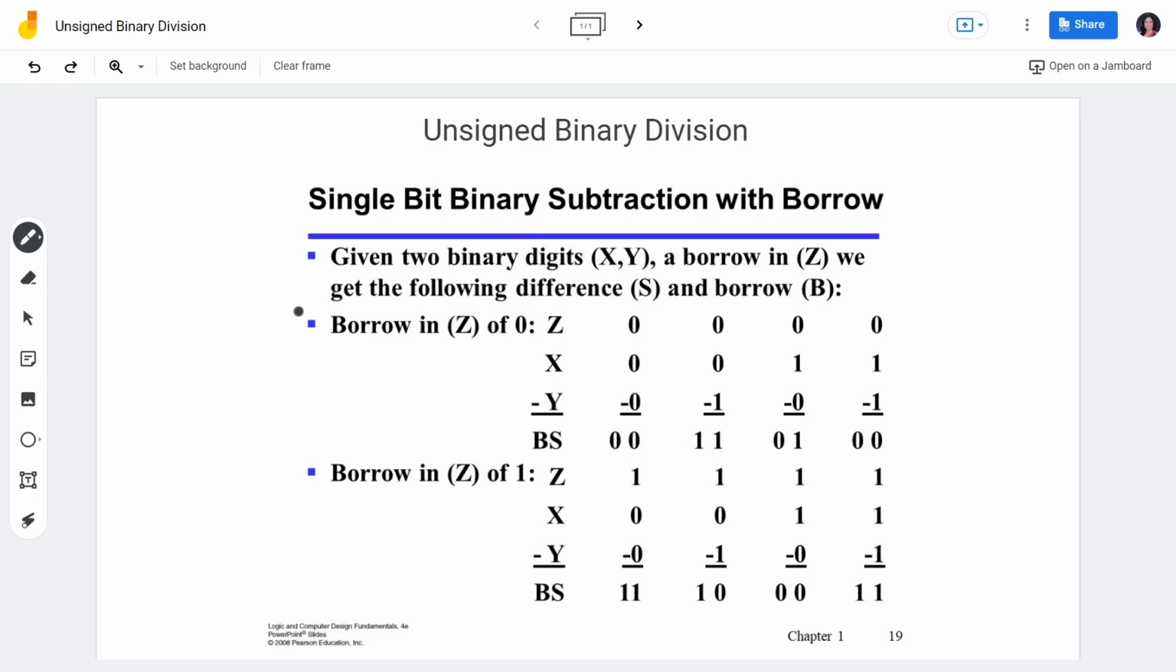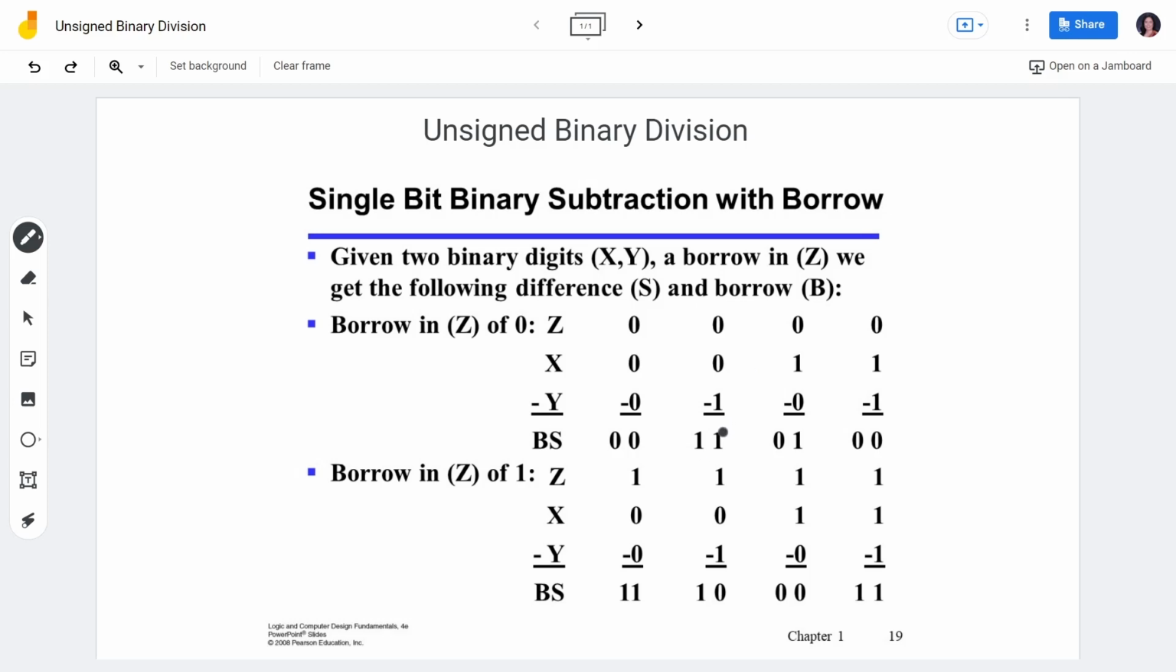Given two binary digits x and y and a borrow in z, we get the following difference and borrow. For the first condition, the borrow in is 0, so the values of z are all 0. The first case is 0 minus 0, which is of course 0. The value of the difference is 0 and the borrow is also 0. Next is 0 minus 1, which gives 1 with borrow 1.